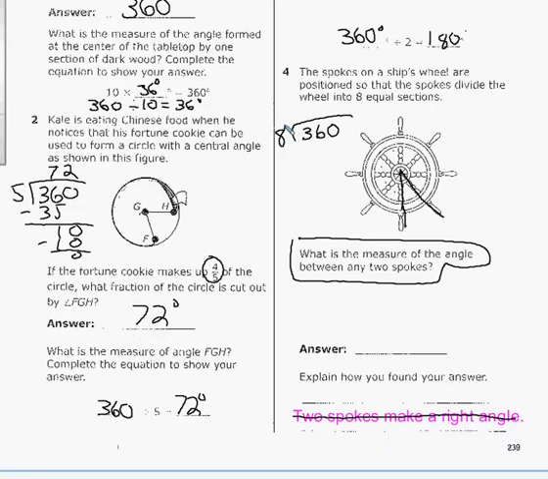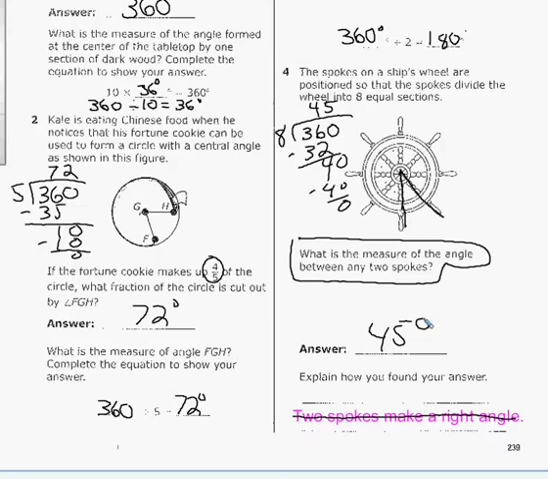So 8 goes into 36, I'm going to say 4 times. 8 times 4 is 32. When I subtract, I get 4. Bring down my 0. 8 goes into 40 5 times. And 8 times 5 is 40. That gives me 0. So any two of those spokes is going to create a 45-degree angle.